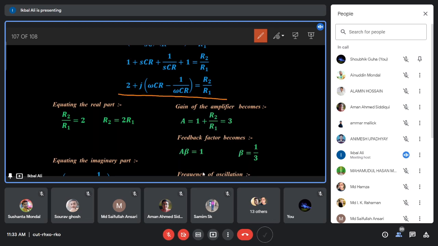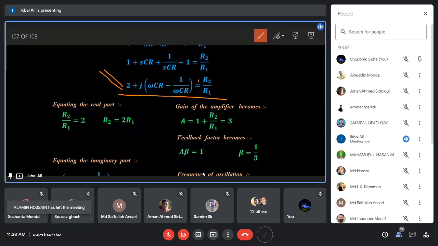Now this equation, what we have got here, we have got by putting A beta equal to 1, where we have calculated the gain of the amplifier A in circuit parameters, and also calculated the feedback factor beta by analyzing the beta network circuit. And substituting A beta equal to 1, we have got this equation. Now this equation is a complex equation on the left hand side, and the right hand side you have a real quantity R2/R1.